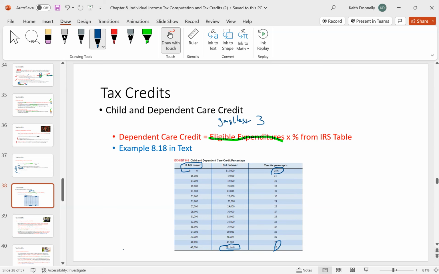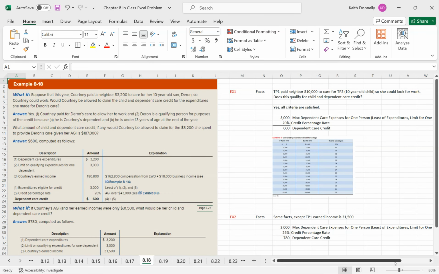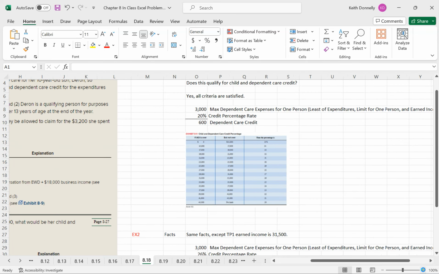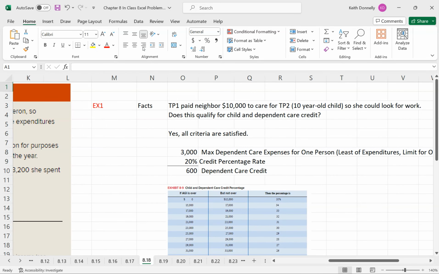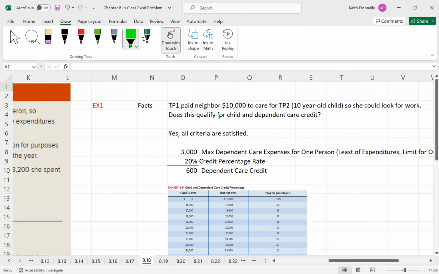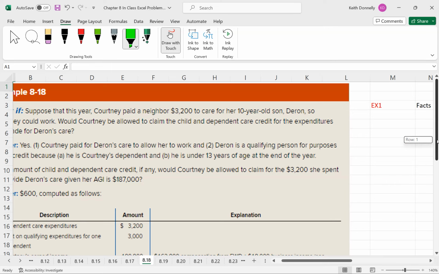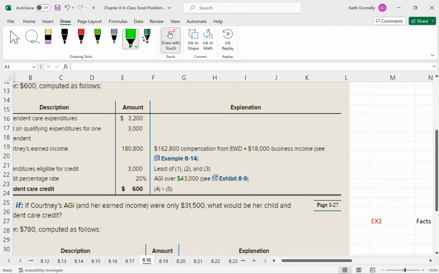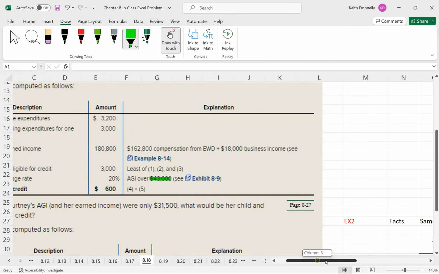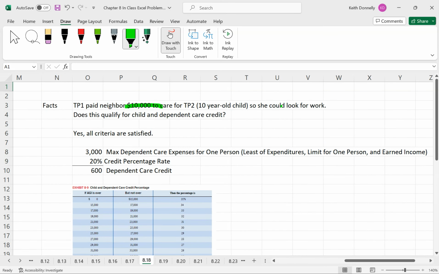So let's look at an example here, 818, give it some numbers. All right, so it looks like we paid for daycare. Let's just assume we have the right type of kid. Let's just assume that it's the right type of setup. We paid 10 grand for it, so that's the expense. Our AGI, let's just say, is 50,000. It's over 43. And then, we have the $3,000 limit. We have one kid.